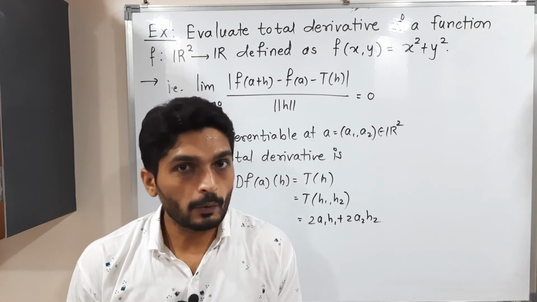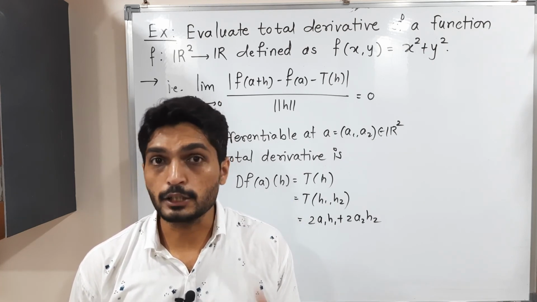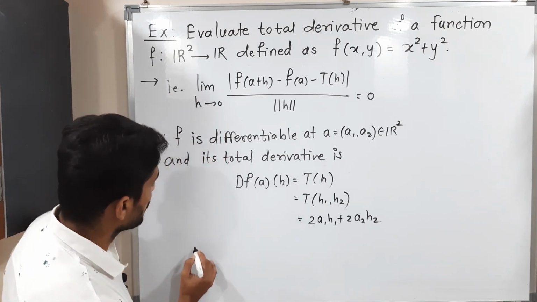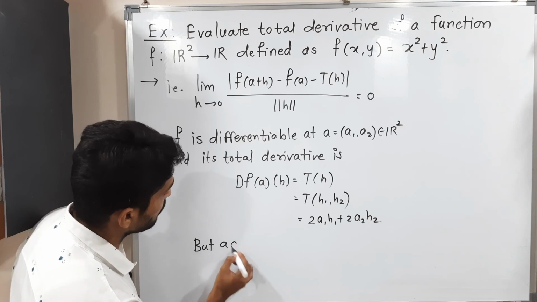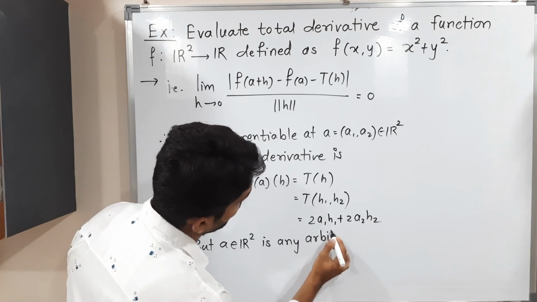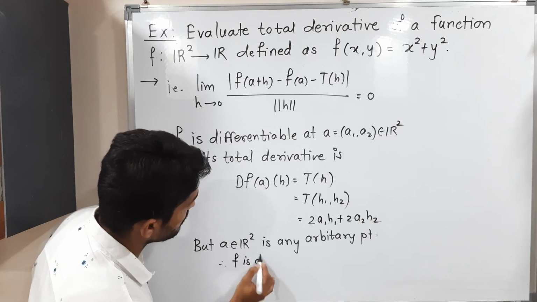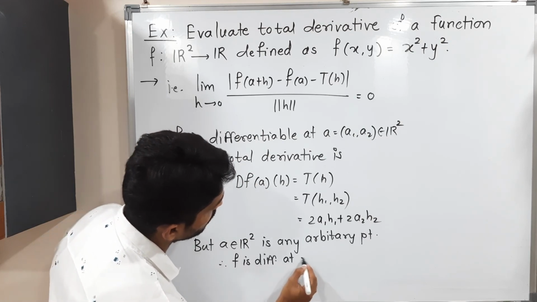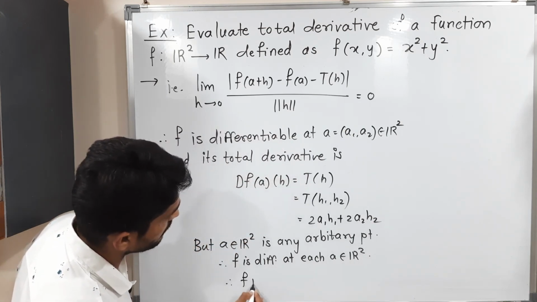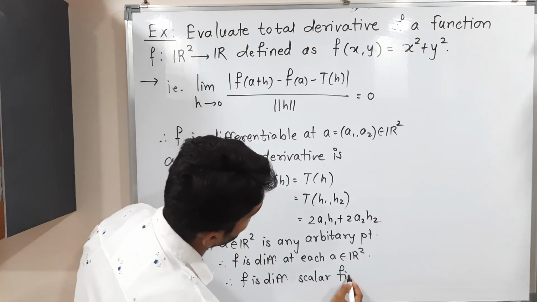So total derivative we found out, but see, a is any arbitrary point. That means function should be differentiable at each point. So that's why we can declare it as a differentiable scalar field. Let me write that thing here. But a belongs to R2 is any arbitrary point. So therefore, f is differentiable at each a belongs to R2. So that's why we can declare therefore f is a differentiable scalar field.